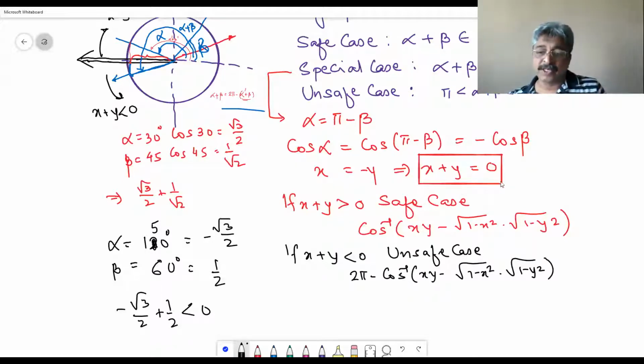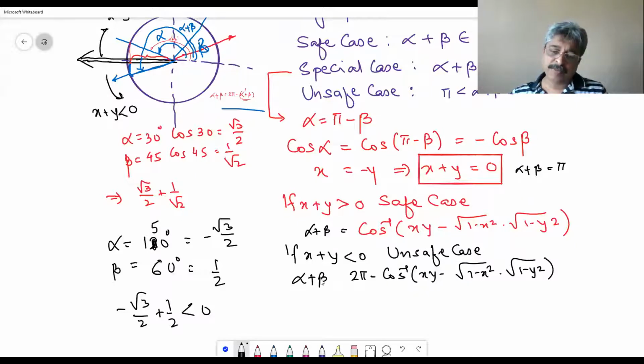If x plus y is equal to 0, alpha plus beta is equal to pi. If x plus y is greater than 0, alpha plus beta is equal to cos inverse of this main function. And if x plus y is less than 0, alpha plus beta is going to be 2 pi minus this. Now you can take a couple of more examples.